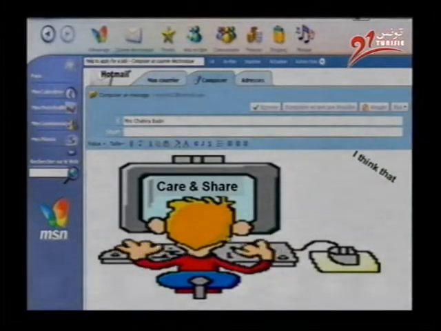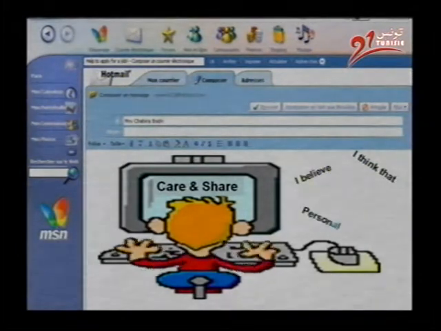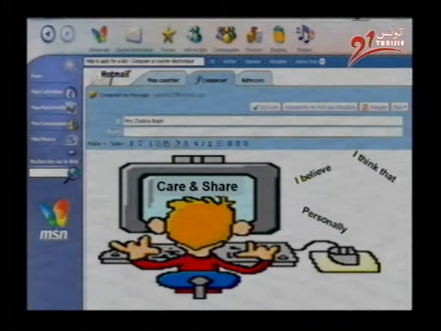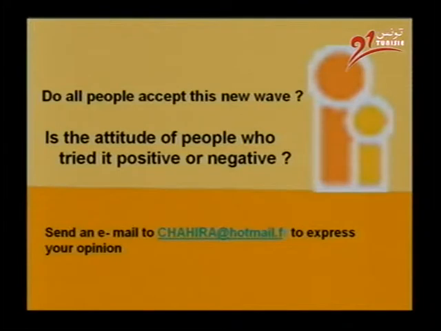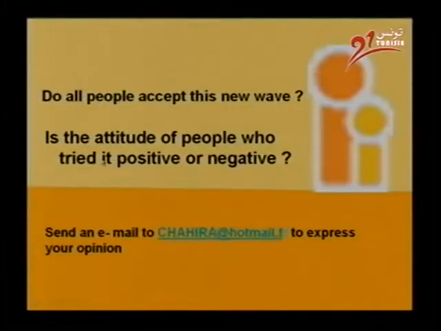You are going to express your opinion. You are going to start with "I think that," if you like, or "I believe," or just explain and justify your opinion and speak about your own experience, for example. Do all people accept this new wave, which means cyber education? Is the attitude of people who tried it positive or negative?